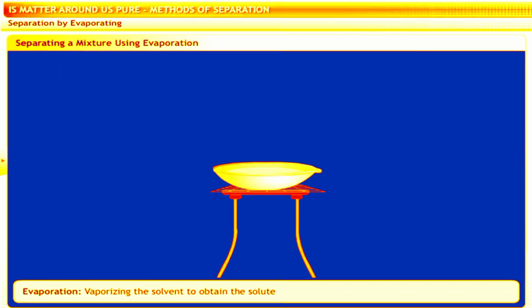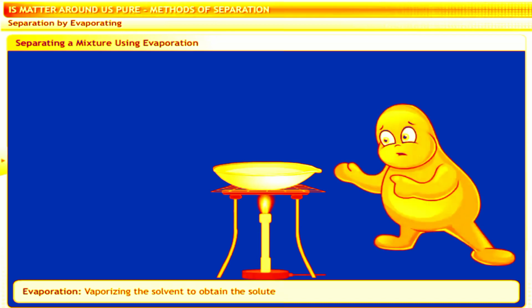Take a common salt solution, put it in a china dish, and heat it gently. You will observe that the water evaporates and the common salt is left behind in the china dish as a white solid. Evaporation is used to separate a mixture containing a non-volatile, soluble solid from its volatile, liquid solvent.